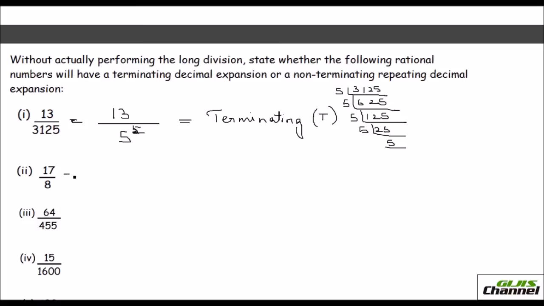Now the second one, again take the denominator. It is 8. Let us just find the factors of 8. It is an even number, right? So I divide by 2. Again I can divide by 2, and again 2. So that's 2 cubed. It is 17 over 2 cubed, right? So this is also a terminating number. Got it? Now do the third one.